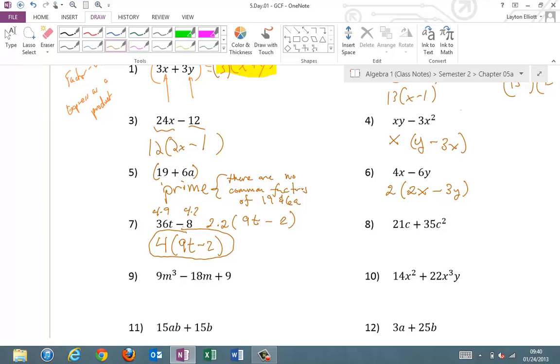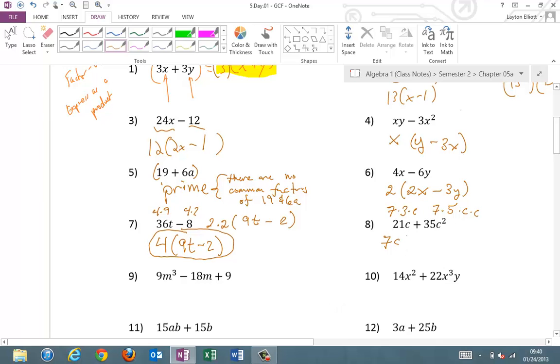Sure. Okay, number 8, we start looking at coefficients and variables. Our 21 and 35 both share a 7 in common, but also, in 21c and 35c squared, the largest power of c that's present in both of those terms is the c to the first power. So we can pull out a 7 and a c. And Mr. Rott's writing on top of these the prime factorization of each of these different terms, and so you can look and see what they have in common. They have a 7. So they both have a 7 in their factorizations, and they both have a c.